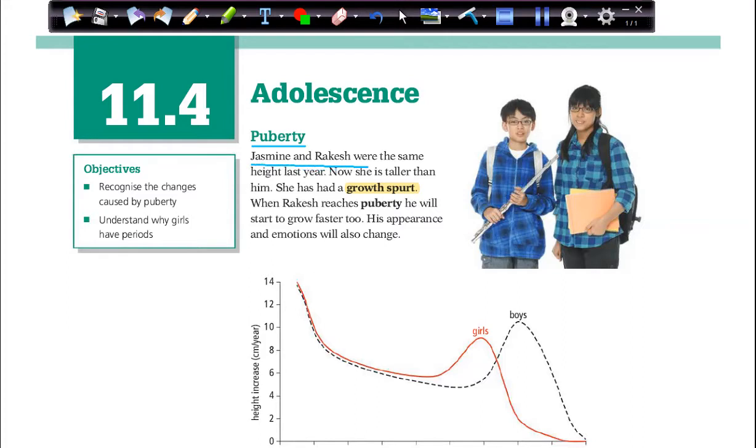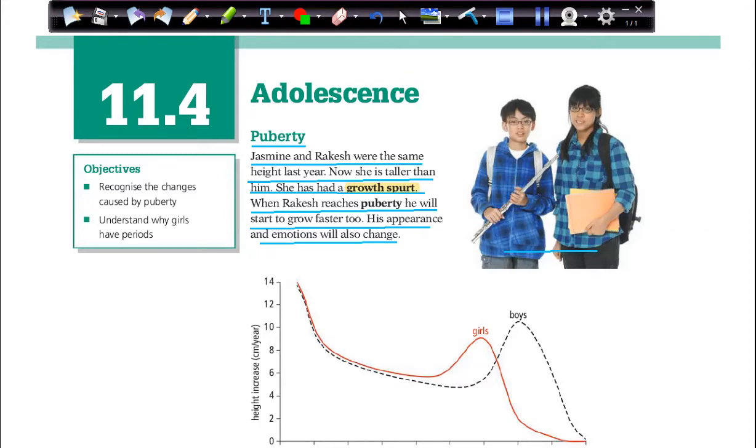Jasmine and Rakesh were the same height last year. Now she's taller than him. She has had a growth spurt. When Rakesh reaches puberty, he will start to grow faster too. His appearance and emotions will also change. So these two people here are sister and brother.